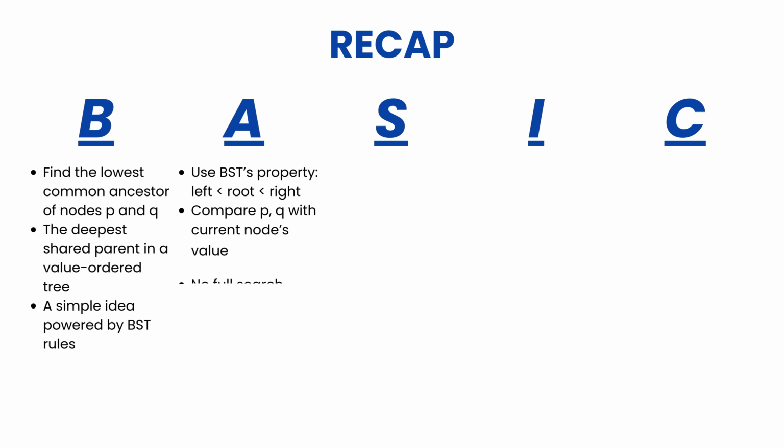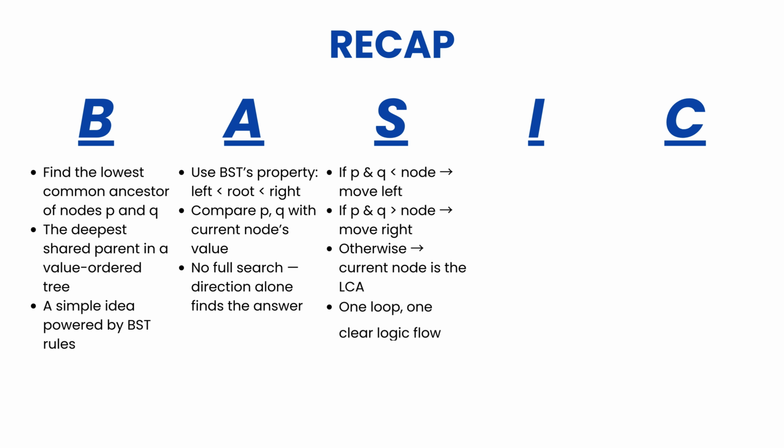The key advantage is the BST property. Left subtree values are smaller, right subtree values are larger. Instead of exploring both sides like a general tree, we compare P and Q against the current node's value to decide which single direction to go, or to stop at the exact split point. Start at root and loop, or recurse, with 3 simple checks. If P and Q are both smaller than the current node, go left. If both are larger, go right. Otherwise, you've hit the split, or matched one of the nodes, and that current node is the LCA.